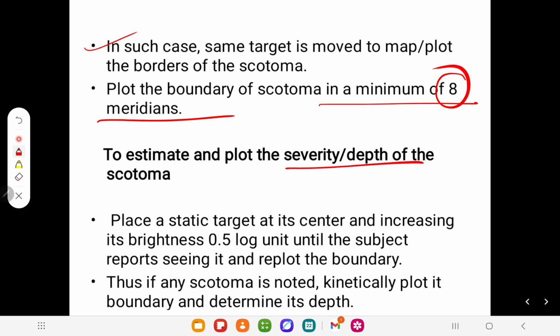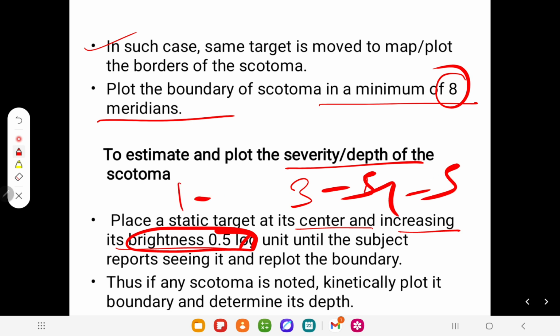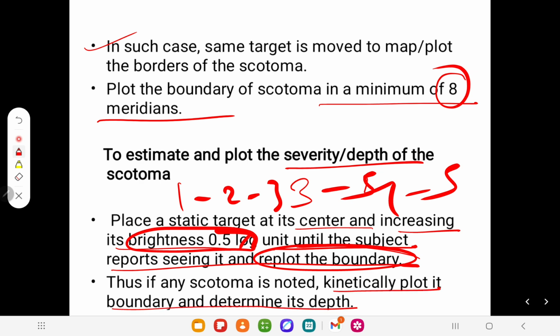If you want to know the depth of the scotoma, you increase the illumination, isn't it? So place the static target at its center and increase the stimulus by 0.5 log unit. What do you mean by 0.5? You move from 3 to 5, or 3 to 4, maybe 4 to 5, from 1 to 2 or 2 to 3, isn't it? Until the subject responds to it, and then replot the boundary. If any scotoma is noted, plot its boundary kinetically and determine its depth. Okay, so for depth, static is always better.